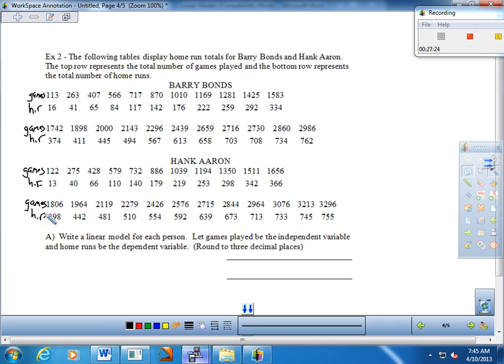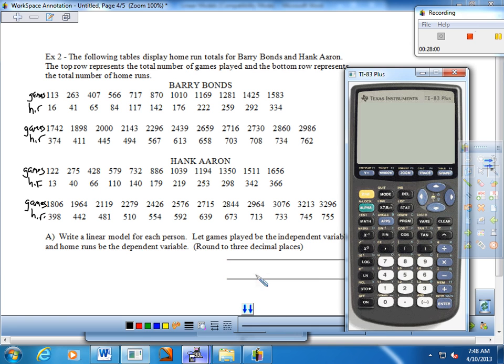So the number of home runs depends on the games played. So games will be your X's, home runs will be your Y's. So I would love for you to try this out. I will do Barry if you can do Hank. That would be great.